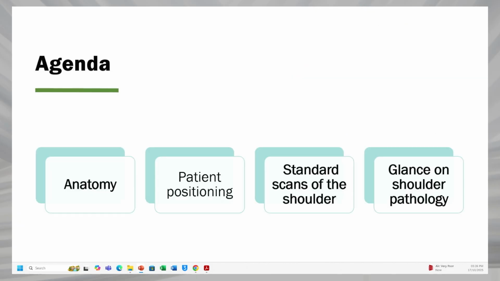This is my agenda. I'll have to start with some anatomy, and I've been repeating this in the stations. You can't do ultrasound if you don't like anatomy. You have to revise your anatomy. It's a must. We can't do without it. So sonoanatomy comes from the knowledge of basic anatomy. We'll say a word about patient positioning, and then we'll spend some time on the standard scans of the shoulders according to EULAR guidelines, and then we'll take a glance at shoulder pathology.